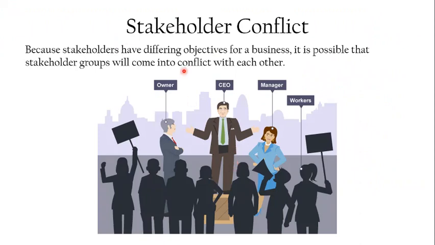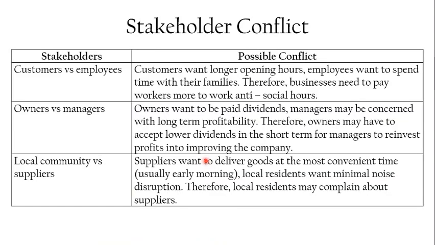So what is stakeholder conflict? Well, it occurs when different stakeholders come into conflict with each other because of their different objectives. And we'll have a look at some examples to explain why that might occur.